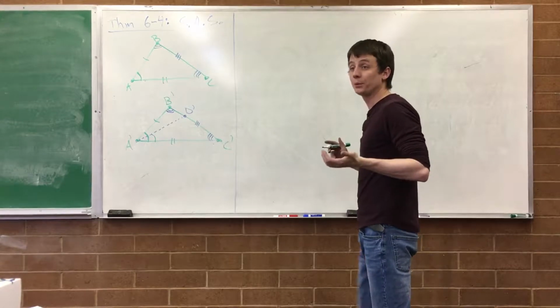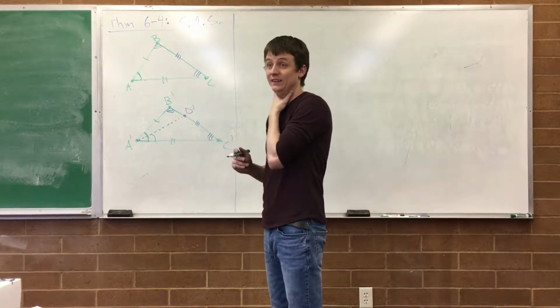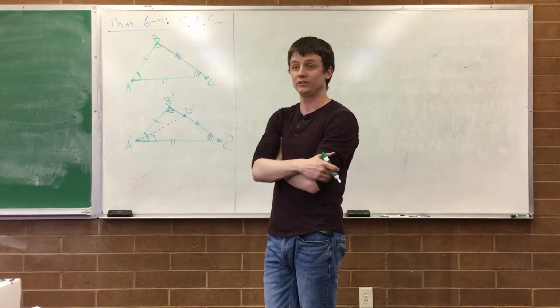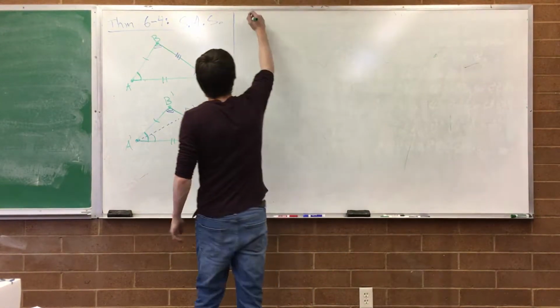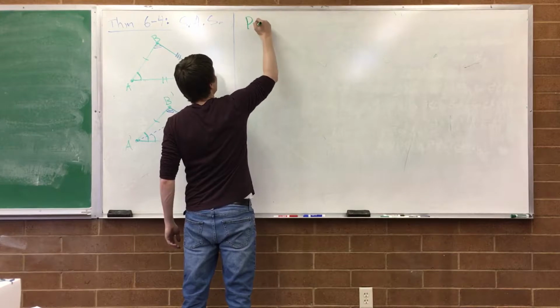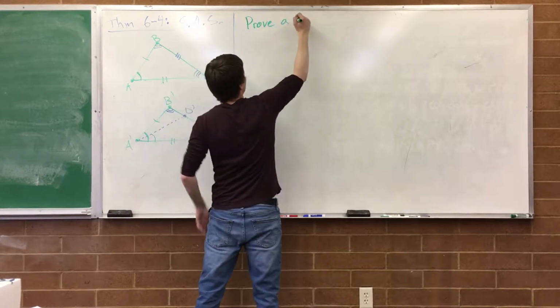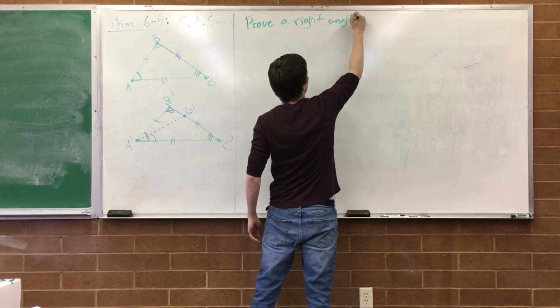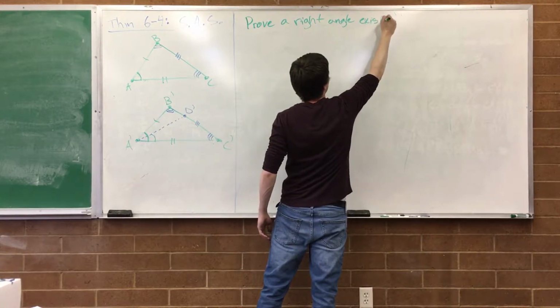So, we need to prove that a right angle actually exists. We'll start by saying that. Prove a right angle exists.